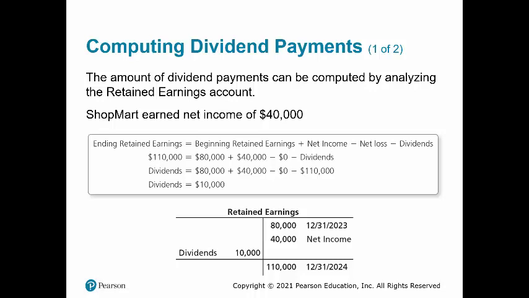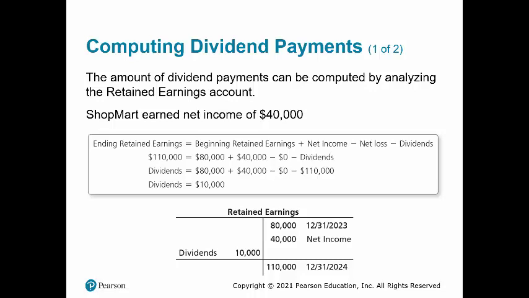If we look at retained earnings, we see that at the beginning of the year, the balance in retained earnings was $80,000. The balance at the end of the year was $110,000. So we know that retained earnings increased by $30,000. We also know from our income statement that net income was $40,000.